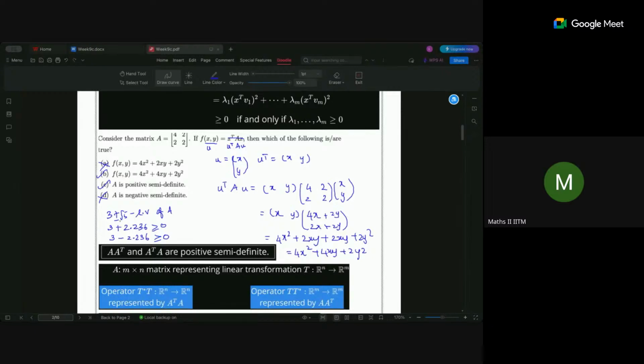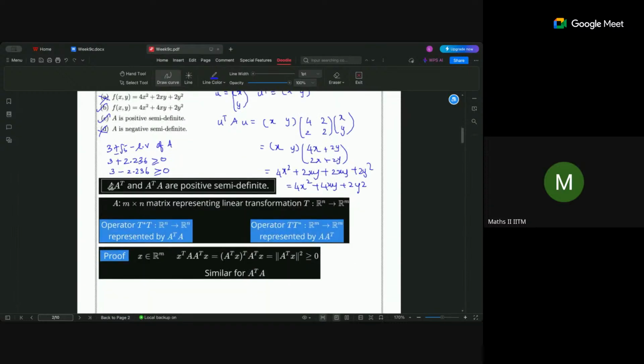Okay. So now the next thing is that you take any matrix A. You take any m by n matrix. For any m by n matrix, what does that mean? You have a transformation T from Rn to Rm. So the corresponding matrix A is m by n. Then you see what is T star T. For T star T, the domain is Rn and the codomain is also Rn. So it means you have A transpose A.